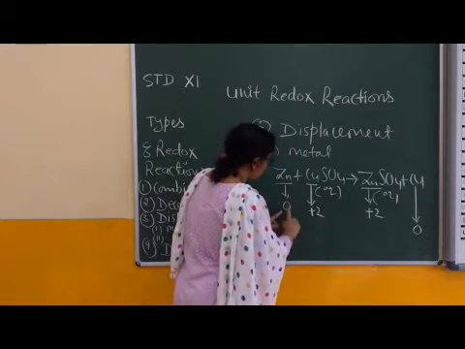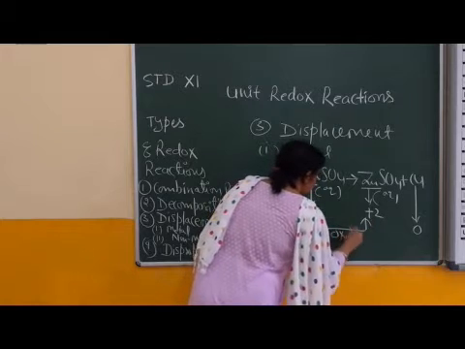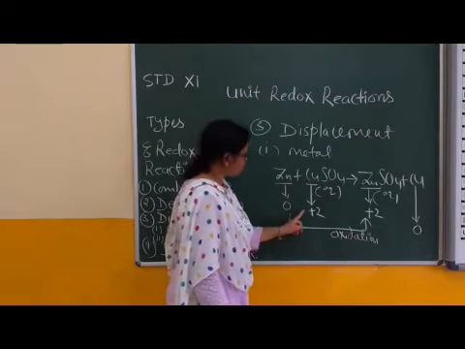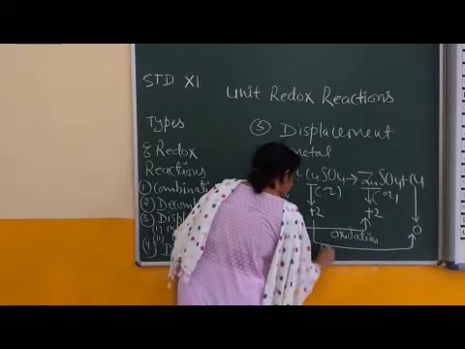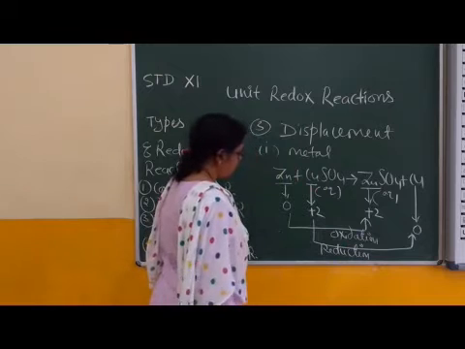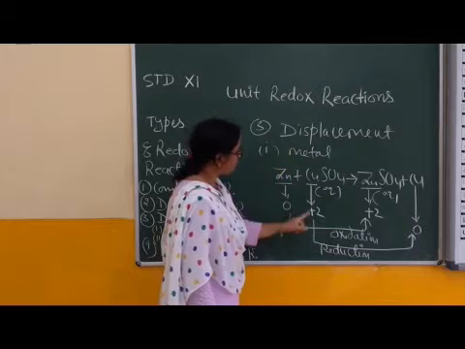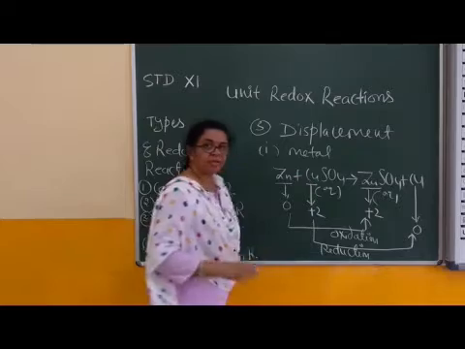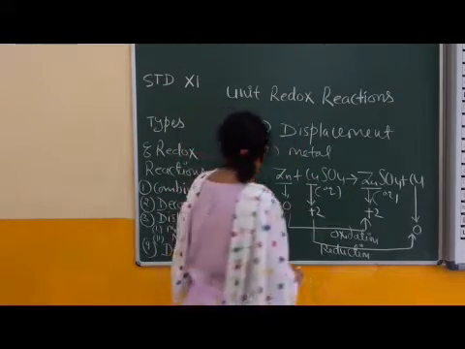Zinc is oxidized from 0 to +2. This is oxidation. And copper sulfate is reduced from +2 to 0. This part is reduction. And the combined net reaction is displacement redox reaction. Here is displacement of one metal by another metal. This displacement is based on displacement of metal. Second is displacement of non-metal.